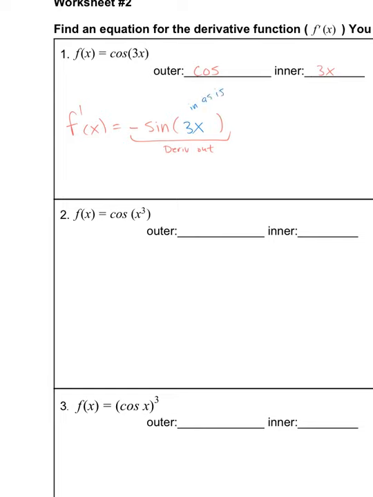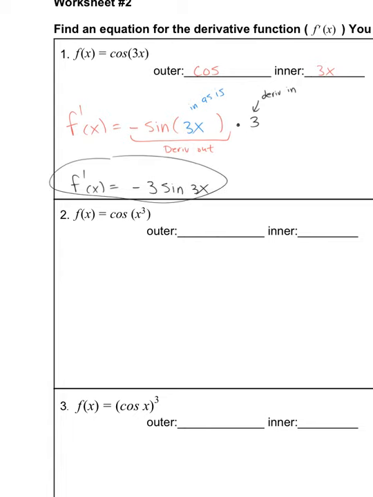And finally, we multiply everything by the derivative of the inner. The derivative of 3x using the power rule is 3. So that is the derivative of the inner. So our final best full credit answer, that coefficient 3 goes in front. So we write it like this: negative 3 sine of 3x.